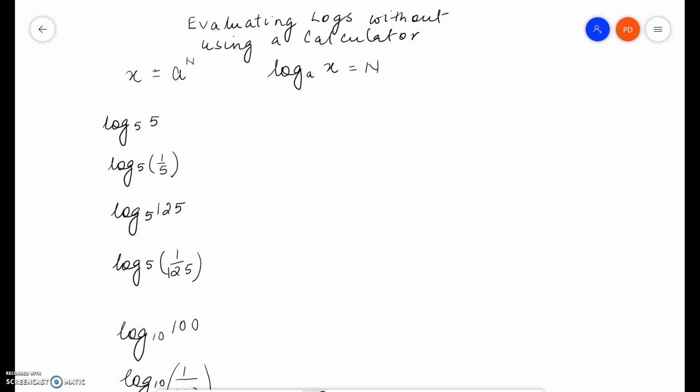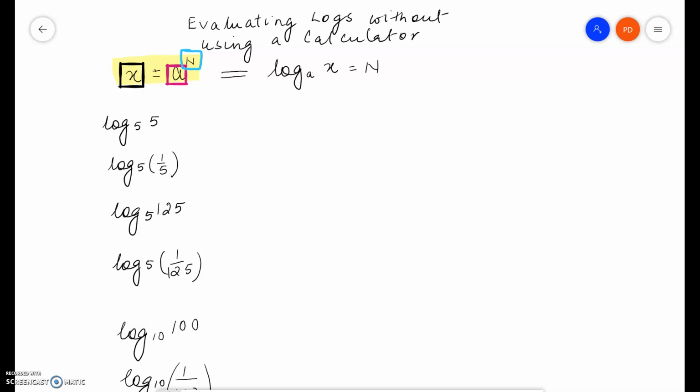So suppose we have a number x written in the exponential form x equals a to the n. So the base of this number is a, that's by definition the base. This is the exponent, n, so that's called the exponent. And this is the number that we've written in the exponential form. Okay, so x is a to the n. A is the base, n is the exponent.